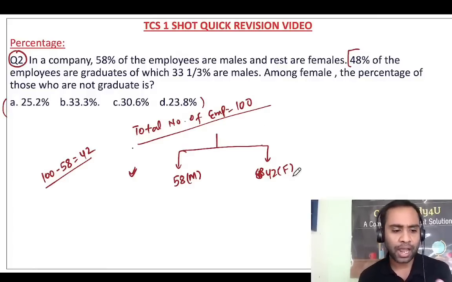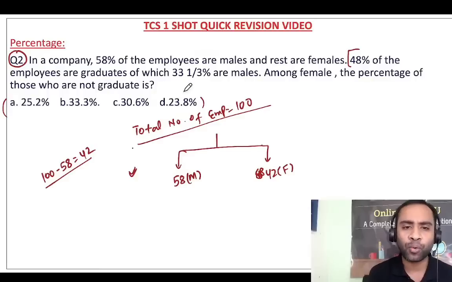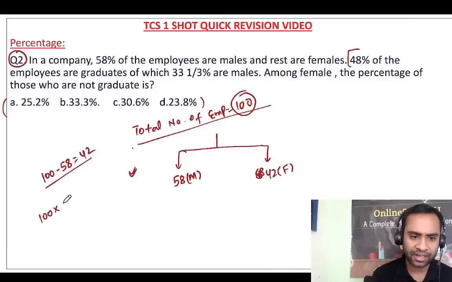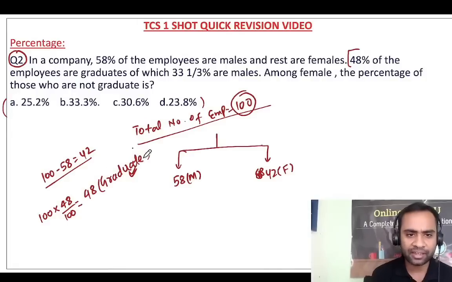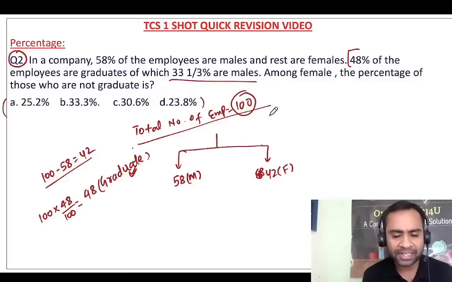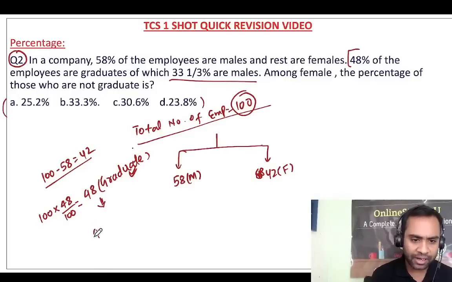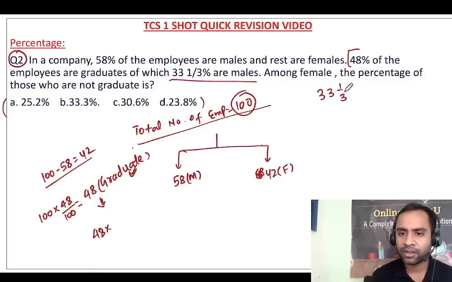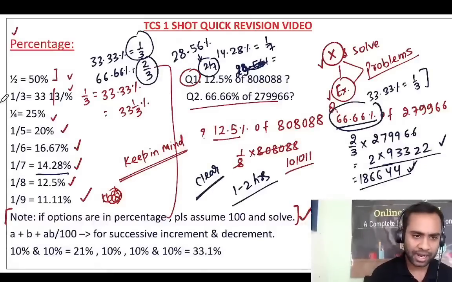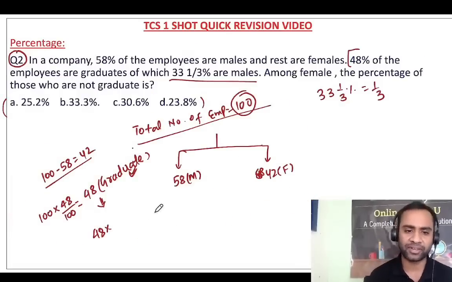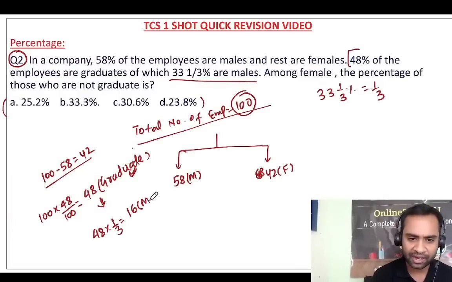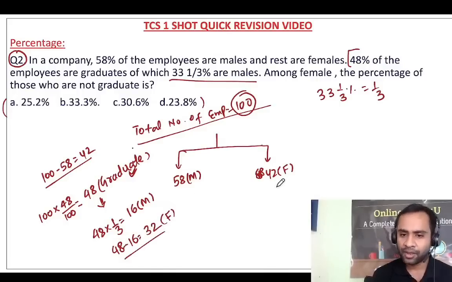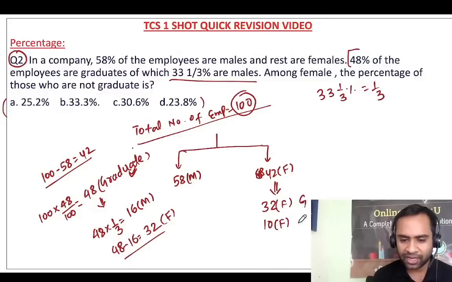Okay, now, so 42 are female, right? Now 48% of the employees are graduate. Total is 100. Sir, 48% are graduate, then 100 into 48 by 100. That means total 48 is graduate. Clear? Okay. And then they said 33 1 by 3 percentage are male. So of the 48 total graduate, 33 1 by 3 percentage is what? I said, sir, 1 by 3. In percentage, I have discussed 1 by 3 is 33 1 by 3 percentage. So 1 by 3 of 48 is nothing but 16. 16 is male. Then the rest will be female. So 48 minus 16, that is 32, is female, right? Okay. So out of 42 female, 32 female are graduate and the remaining is 10. So 10 female will be non-graduate.